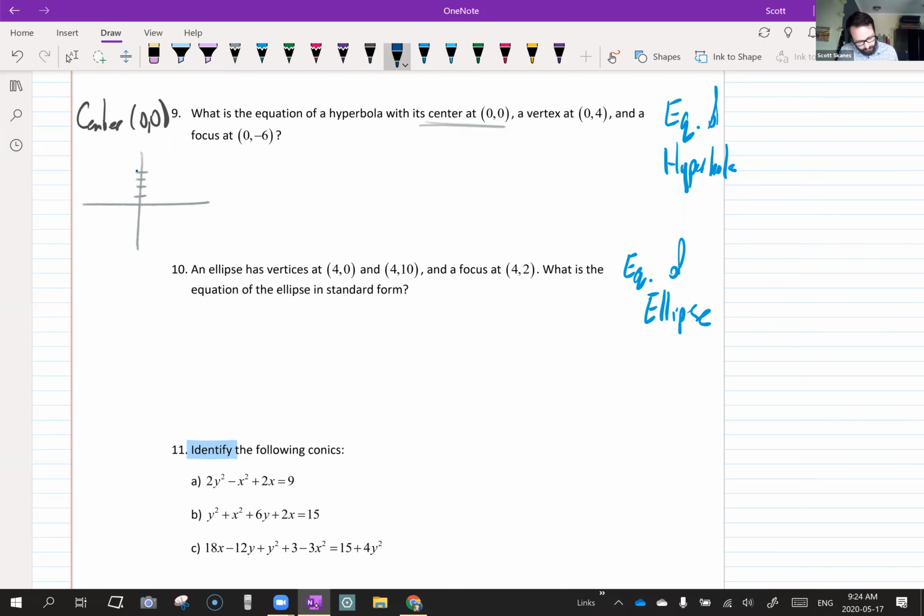That's my vertex. So vertex is at 0, 4. I'll need that later in my formula probably. And a focus at 0 and negative 6. 1, 2, 3, 4, 5, 6. That's my focus. Now, why does it give us focus?